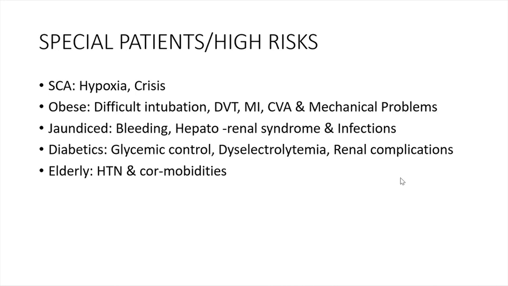Now, all this will make them prone to complications. Jaundiced patients have risk of bleeding, hepatorenal syndrome, and infection, ascending cholangitis. Diabetic patients may have risk of poor glycemic control, hyperglycemia, and this can progress into diabetic ketoacidosis. They may have electrolyte disturbances and some renal complications that are related to diabetes mellitus. Elderly patients have risk of comorbidities as well as hypertension. Then the neonates will have risk of hypothermia.